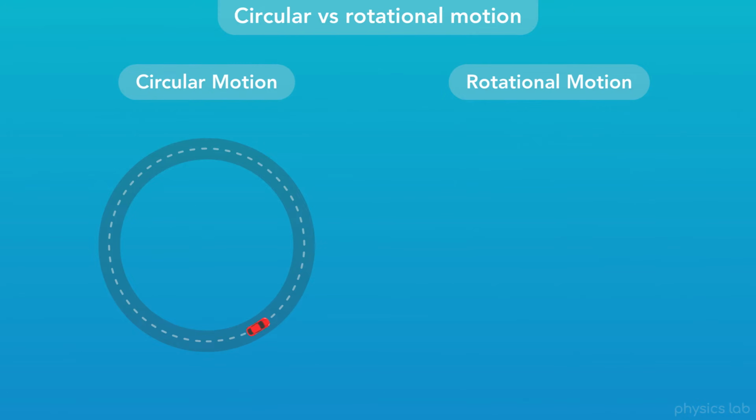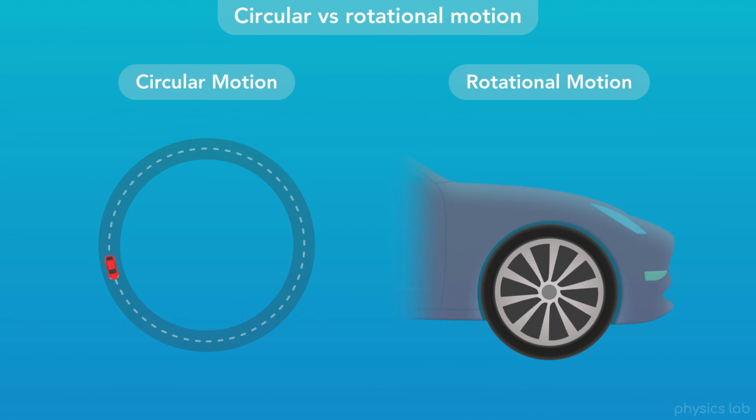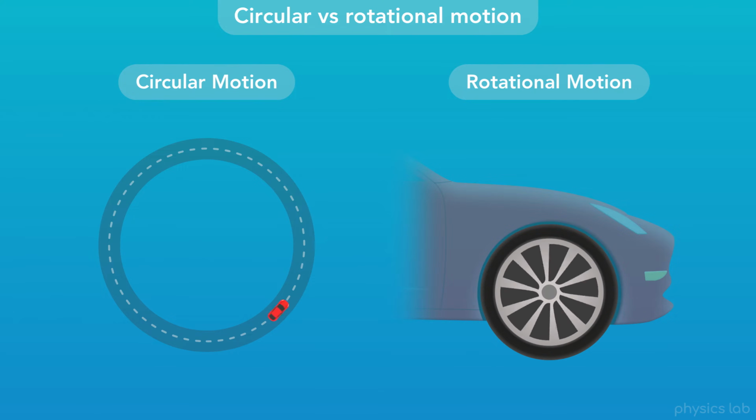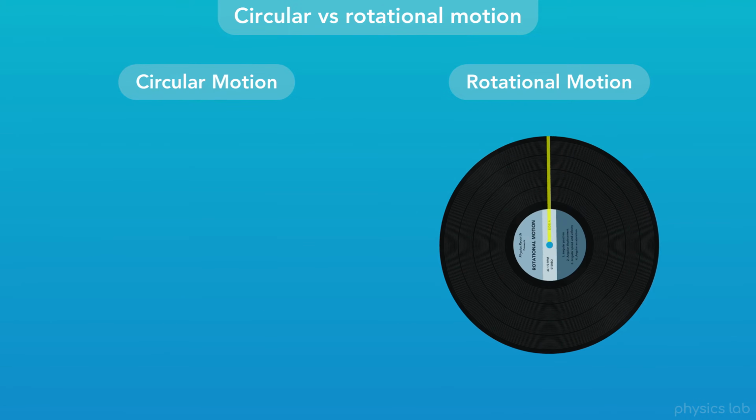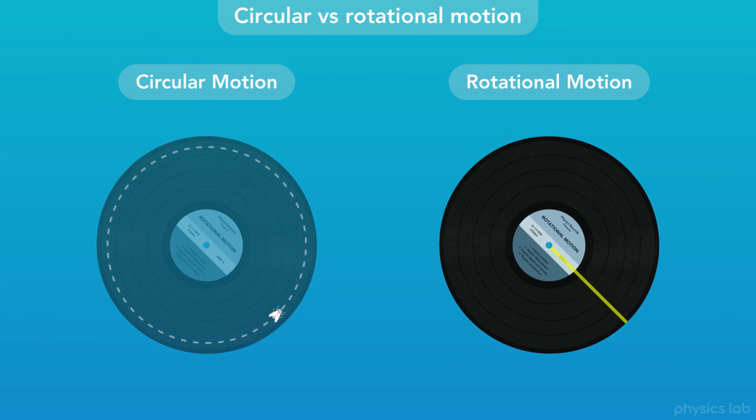The car on the left is in circular motion, but if we could look at one of the wheels and ignore the car, we would see that the wheel is in rotational motion. We've seen that a record is in rotational motion while it's being played. But imagine a small fly is sitting on the record. The fly traces out a circular path, so the fly is in circular motion while the record is in rotational motion.